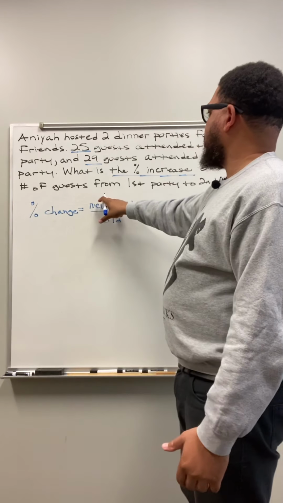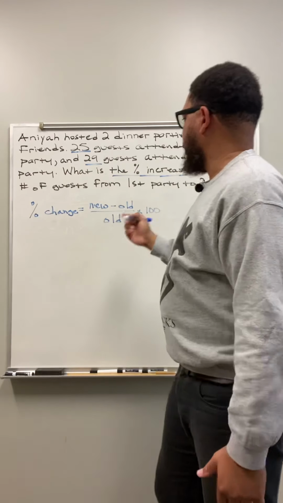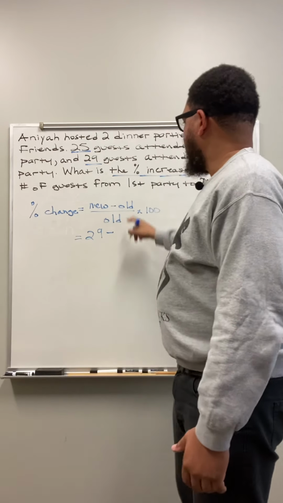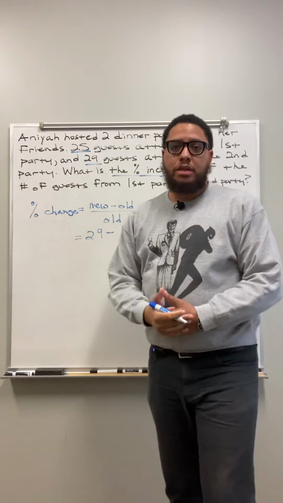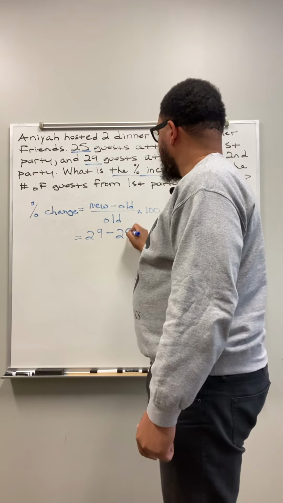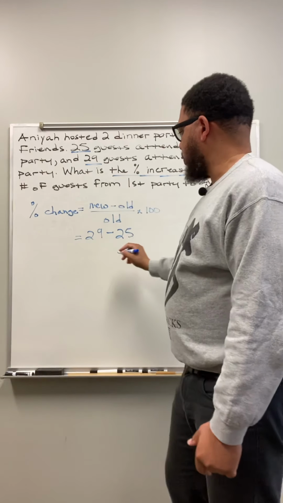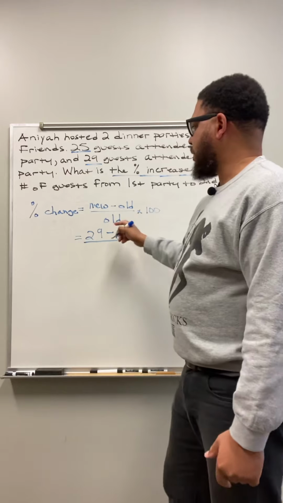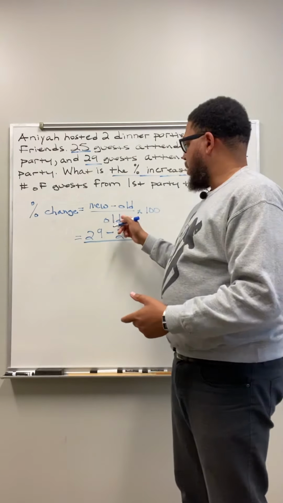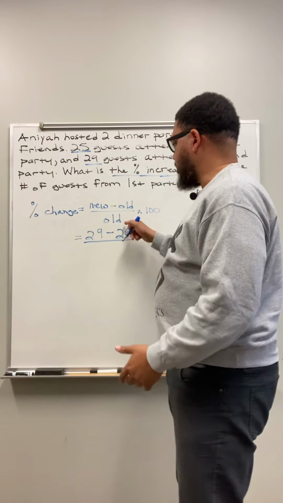So your new amount, which is the second party, right? 29 guests attended the second party. So we're going to say 29 minus. And then the old value is how many people attended the first party, which is 25. So we replace the word new with the number 29. We replace the word old with the number 25. And it just so happens that in this formula, we have the word old again. So we're going to replace the word old with the same number, because old is old in this particular problem. It's still 25.